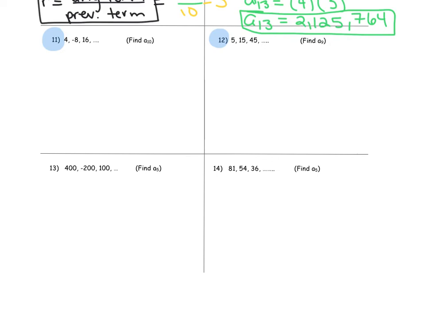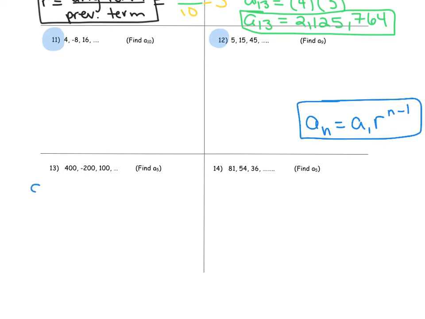All right. So again, we have to rely on that formula that I had written on the top of the page, which was a sub n equals a sub 1 times r to the n minus 1. So that's the formula we're going to be using for all of these questions. Okay, so for question 13, we know a sub 1 is equal to 400. We know n is equal to 5 because we're looking for the 5th term. And now we need to figure out, what is r?